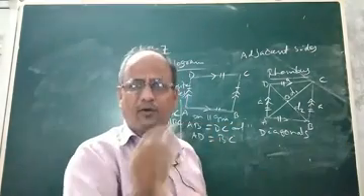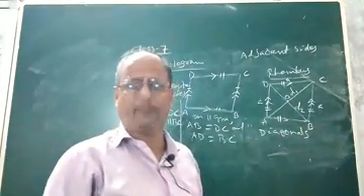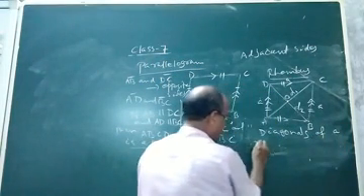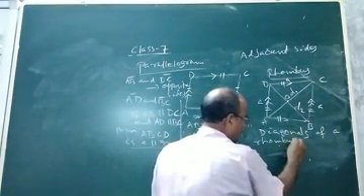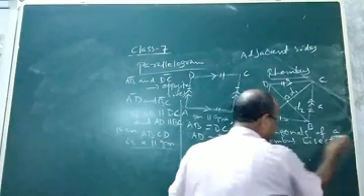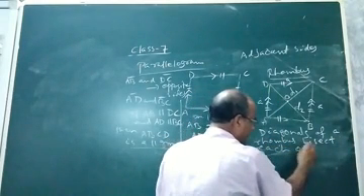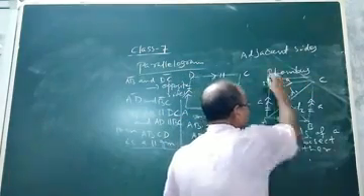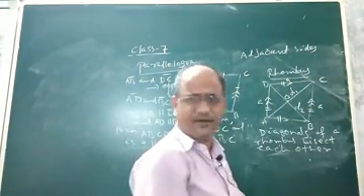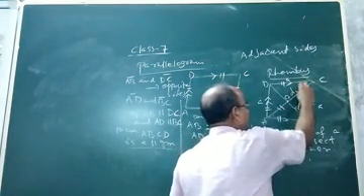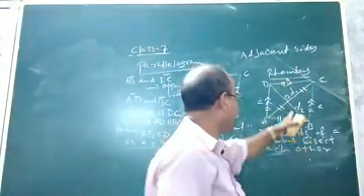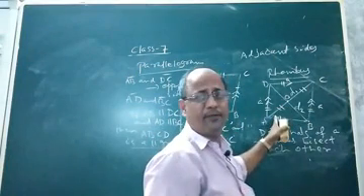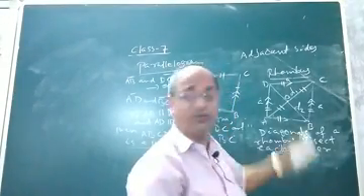Then what is the relation between the two diagonals of a rhombus? Diagonals of a rhombus bisect each other. What is the meaning of this? That means if AC and BD are the two diagonals of rhombus ABCD, then the length of OA will be equal to the length of OC. Suppose AC is 10 centimeter, then OA will be 5 centimeter and OC will be 5 centimeter.